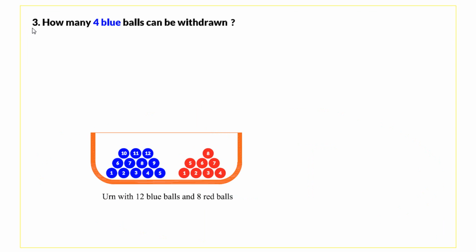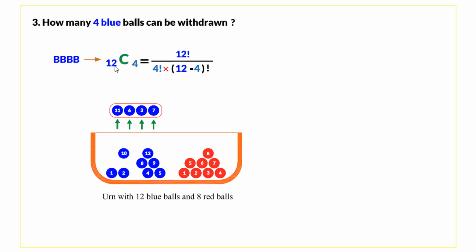Question number 3. How many 4 blue balls can be withdrawn? So we are withdrawing only from the blue subset. So we may get the first one, the second, the third, and the fourth. And now we have a sampling of 4. So we are picking 4 out of 12, and that is 12 combined 4, and this is equal to 495.